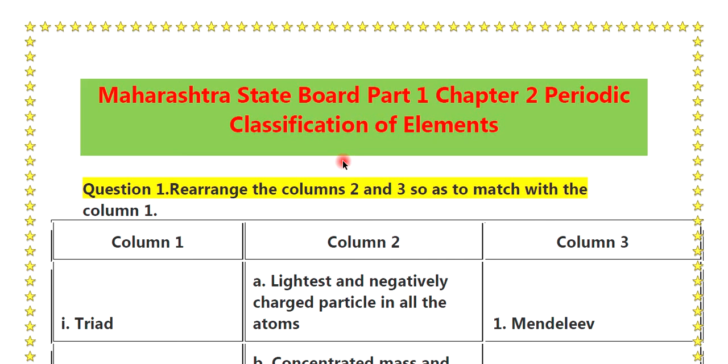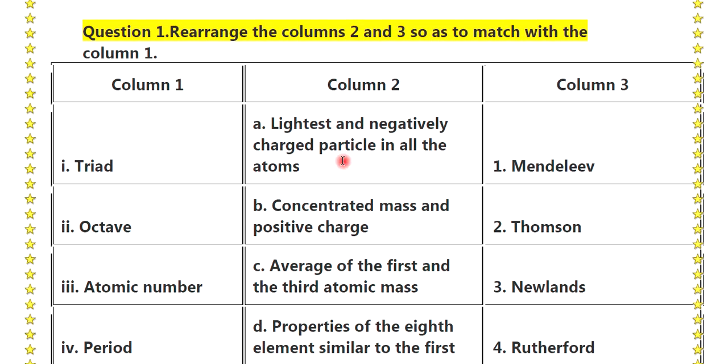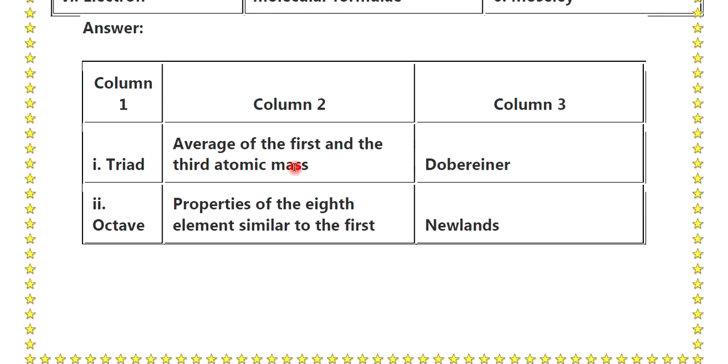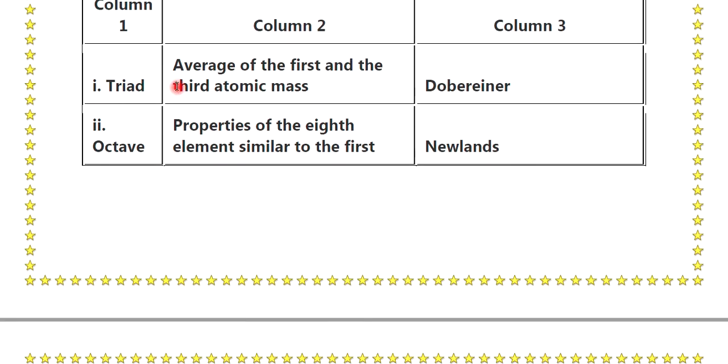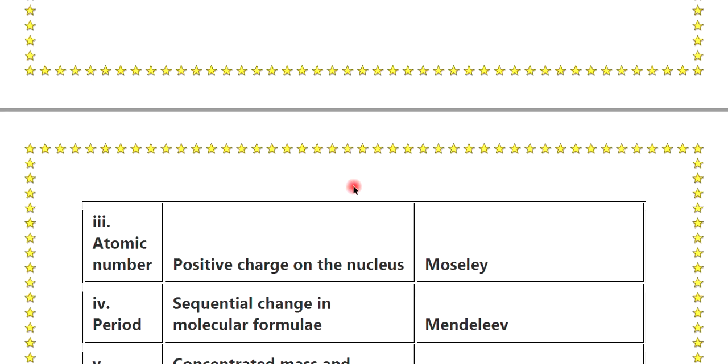Okay, so let's start. Question number 1. Rearrange the columns 2 and 3 so as to match with column 1. See the answers. Triad is the average of the first and the third atomic mass. Its name is Dobereiner's Triads. Octave: properties of the 8th element similar to the first. Who discovered that? That is Newlands.